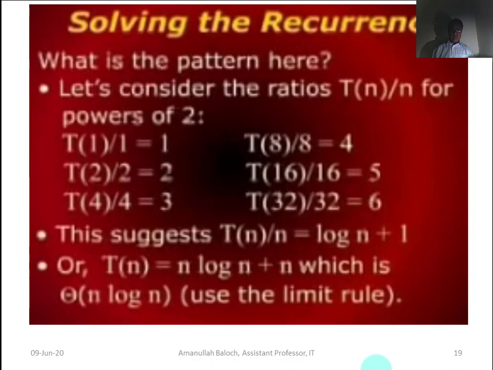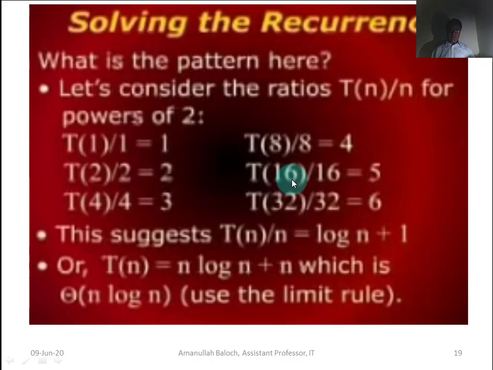T of 32: the value of T of 32 is 192. 192 divided by 32 becomes 6. This is the pattern. This suggests that the ratio T of n divided by n becomes log of n plus 1. We verify it: T of n divided by n becomes log of n plus 1. Let's suppose T of 16 divided by 16 is equal to 5.